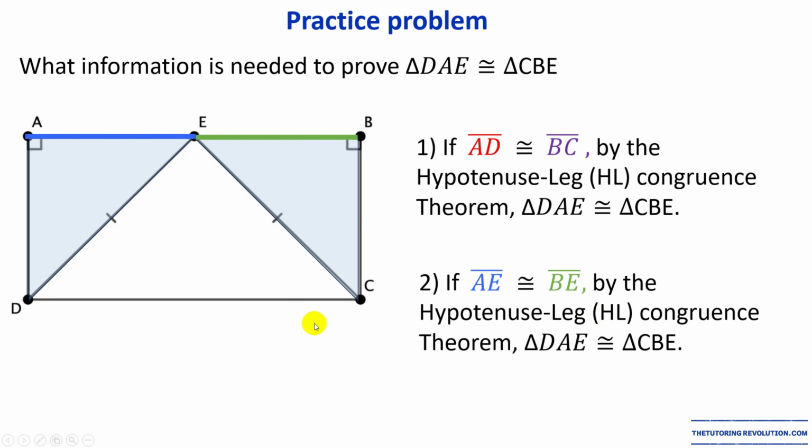Okay? So basically, every time you see a right triangle and a hypotenuse in common, you should be thinking, if I can show that one more leg is something in common, then the two triangles will be congruent.